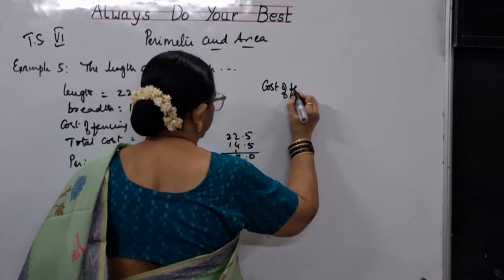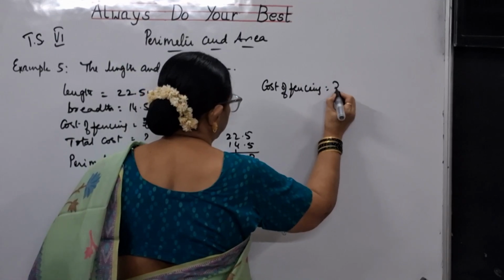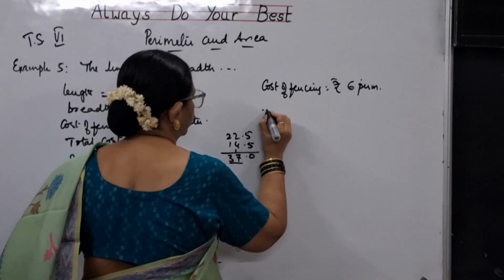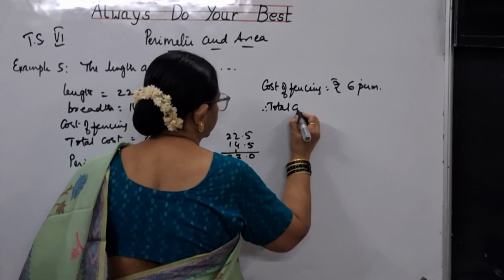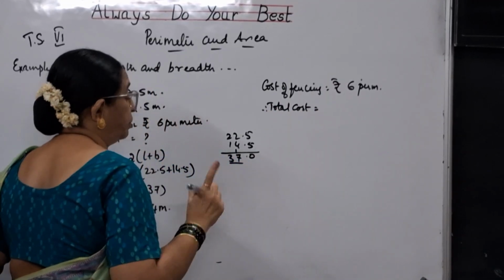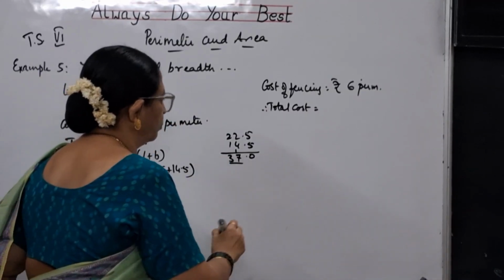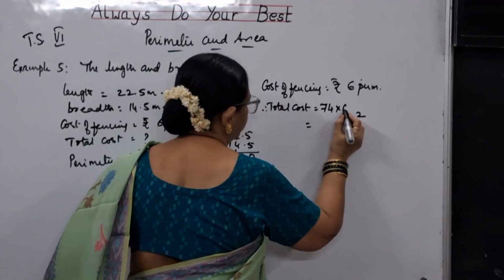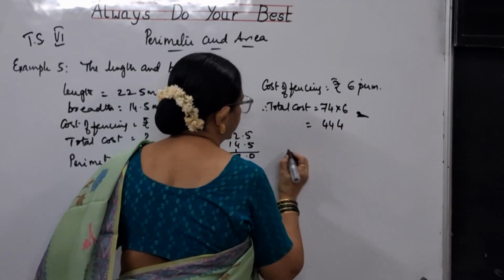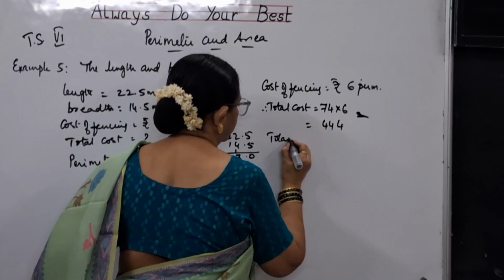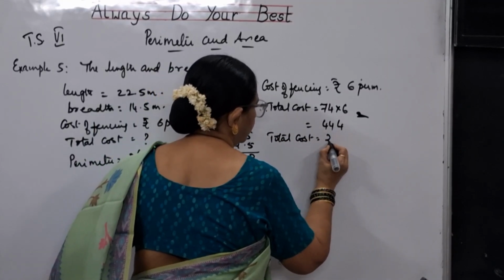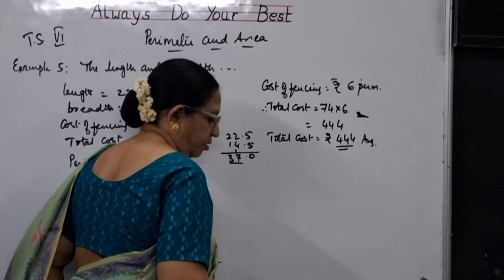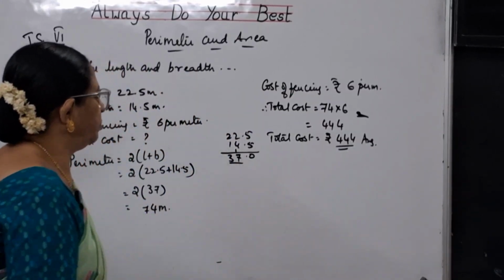So, cost of fencing is equal to rupees 6 per meter. Therefore, total cost is equal to, for 1 meter 6 rupees, 74 meters. 74 into 6. 6 fours are 24, 42, 44. So, total cost is equal to rupees 444. This is the answer for this problem, children. Please copy it.